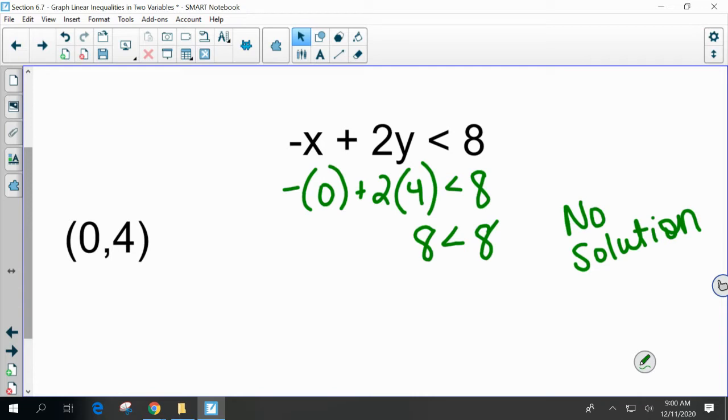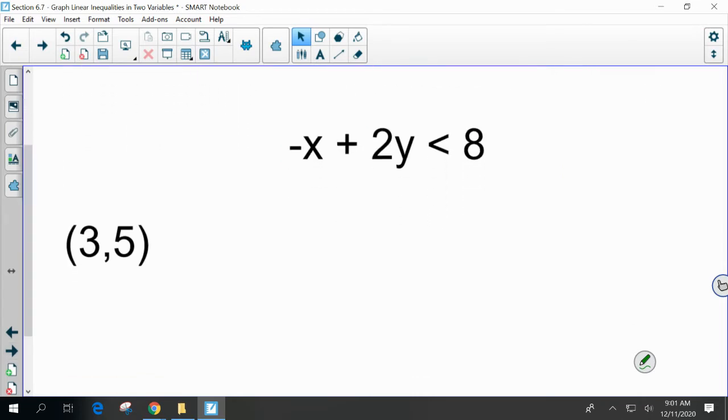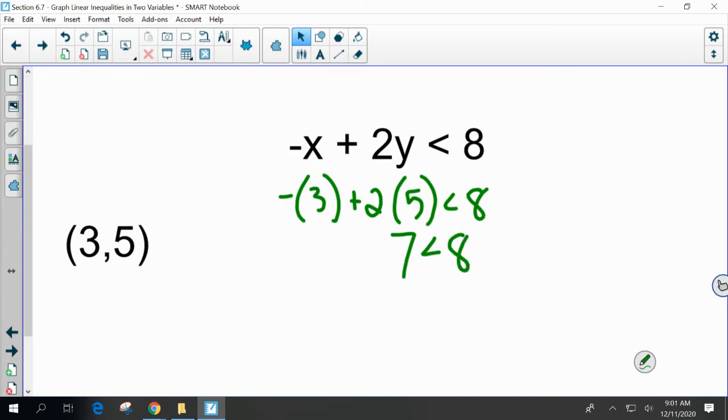Okay, so some of you have already started on the next one. We're going to substitute 3 for x and 5 for y. So -3 plus 2 times 5 is less than 8. What would that equal? That's -3 plus 10, which will get you 7. 7 is less than 8, so that is a solution. So you just put a check mark? Yep. Or a yes, or a solution. You can do any of those things.